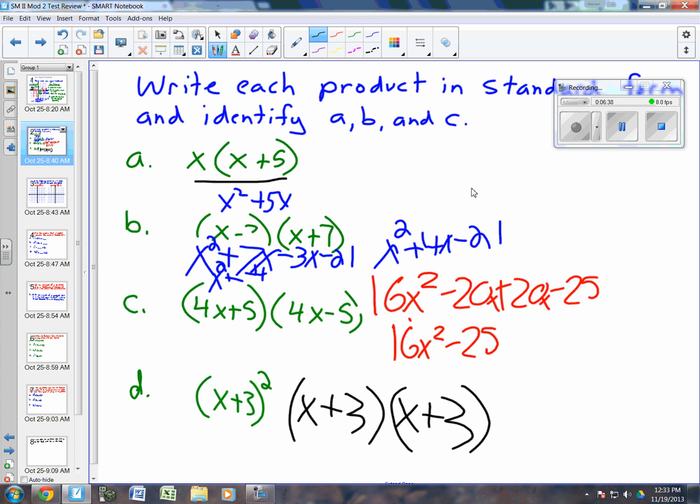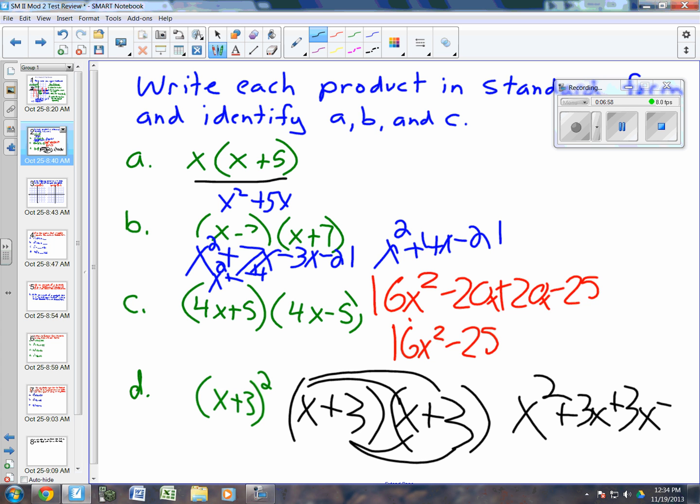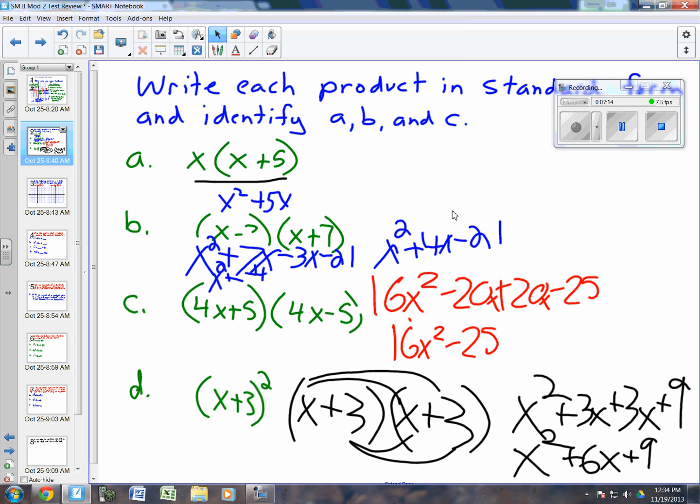Okay. So notice, you guys, Justin noticed that x plus 3 squared means x plus 3 times x plus 3. Go ahead. Okay, x squared plus 6x plus 9. He's got it. Okay, good job.